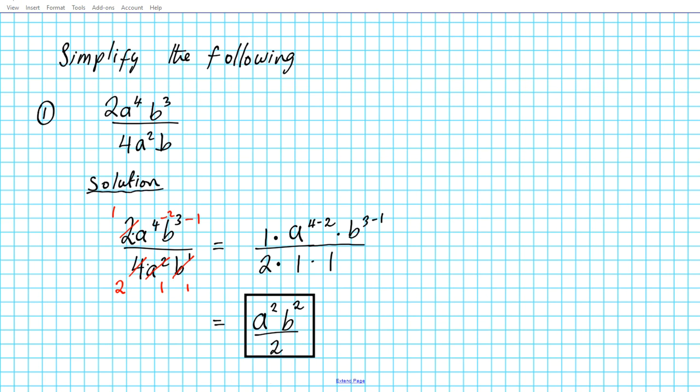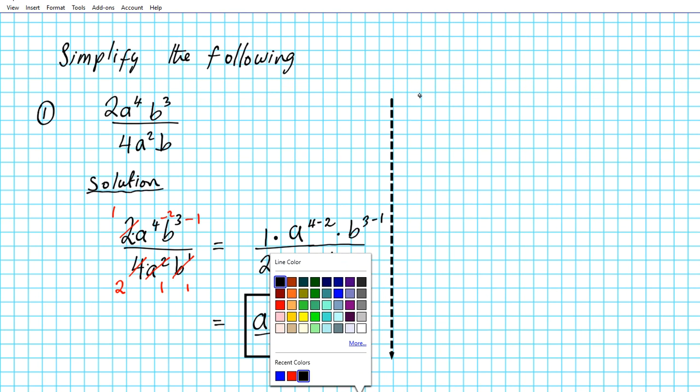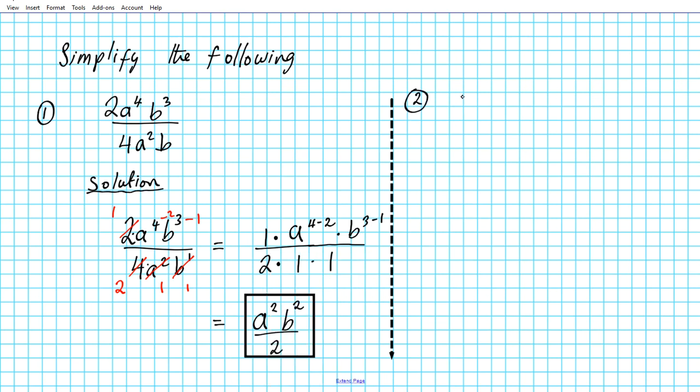All right, let's take a look at another example. Now let's say we have the quotient number 2, 2y x to the third z squared divided by 2y squared. All right, let's do this one. So we have 2y x to the third z squared over 2y squared.